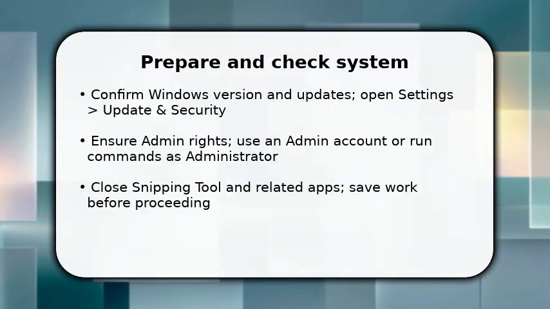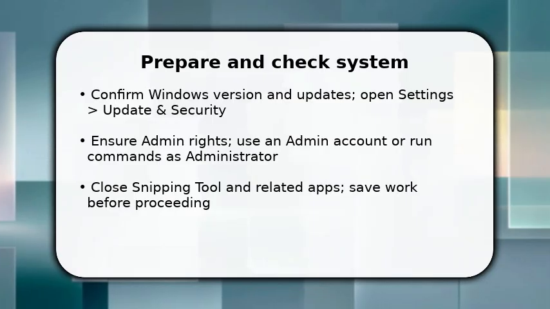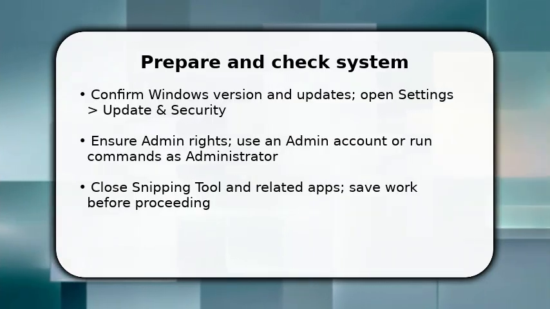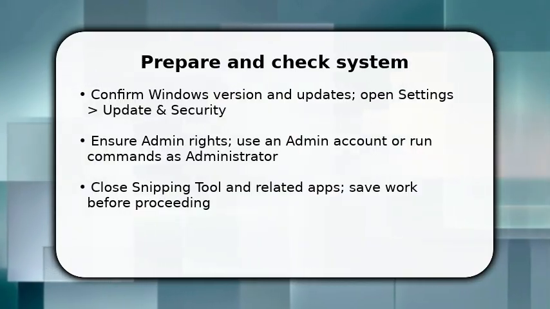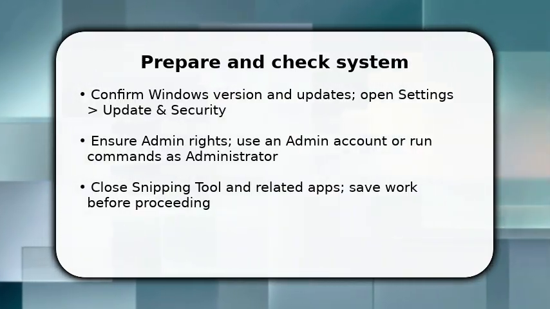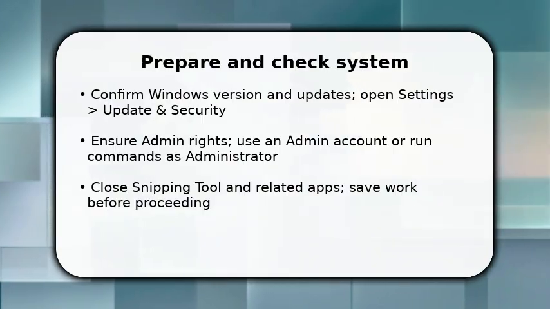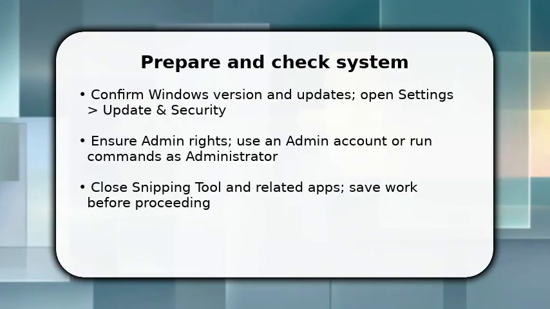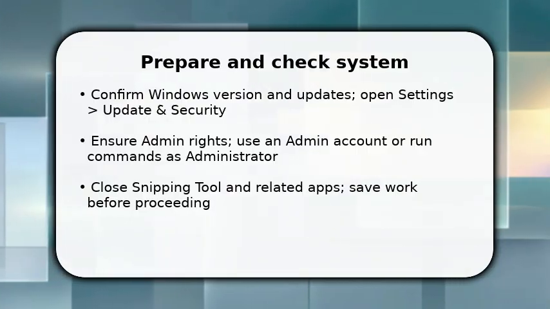You'll start by confirming your Windows build and having admin rights. This matters because repair commands need privilege. Open Settings, Update and Security, install pending updates, and restart if required. Once done, close the Snipping Tool and any screenshot utilities so files aren't locked.